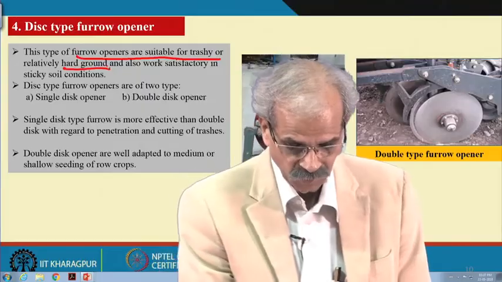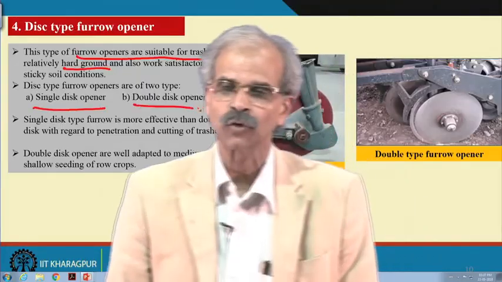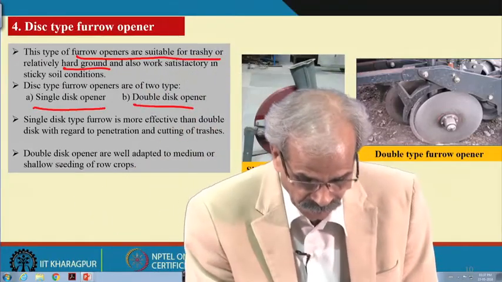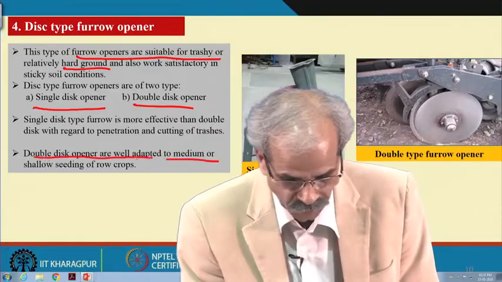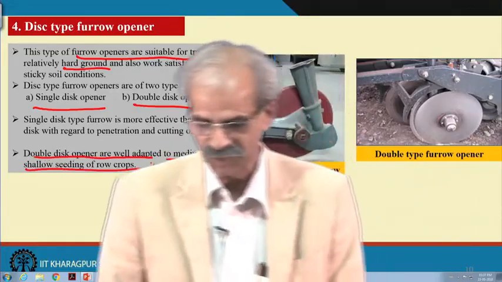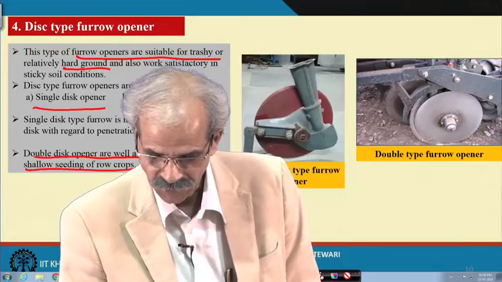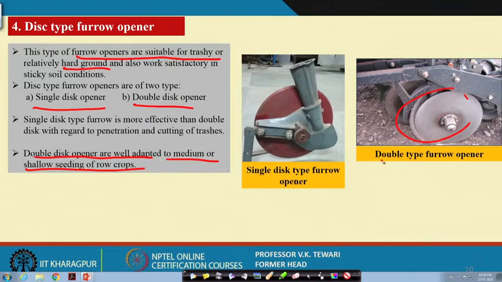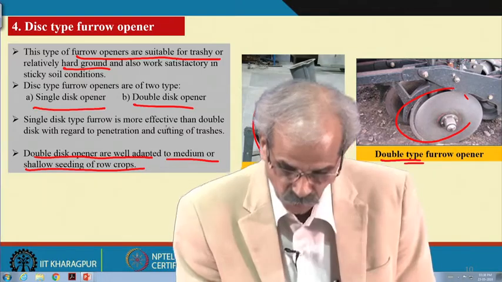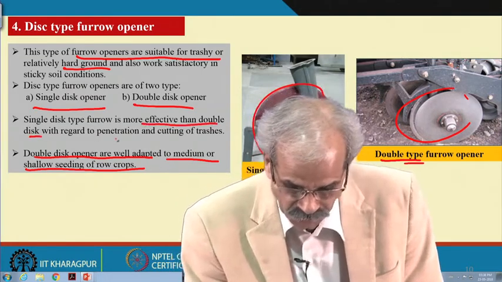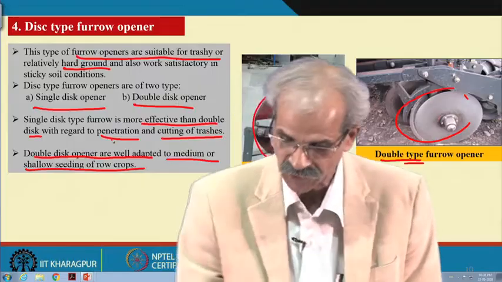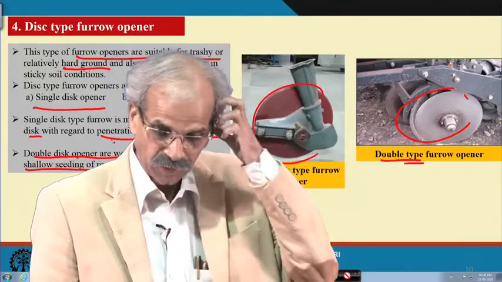Well, this could be a single disc opener, could be a double disc opener, and it has been found that double disc openers are well adapted to medium or shallow seeding of row crops. Well, you can see that one we have shown here, a double type of furrow opener and a single disc furrow opener, where single disc is more effective than double disc with regard to penetration and cutting of the trusses. This is to be understood.